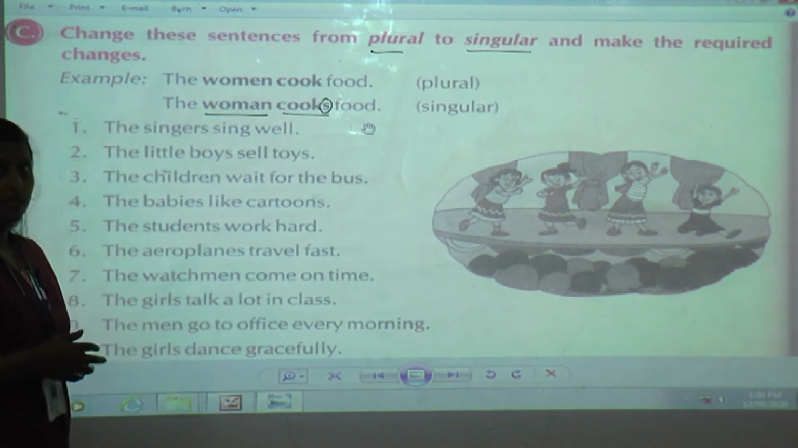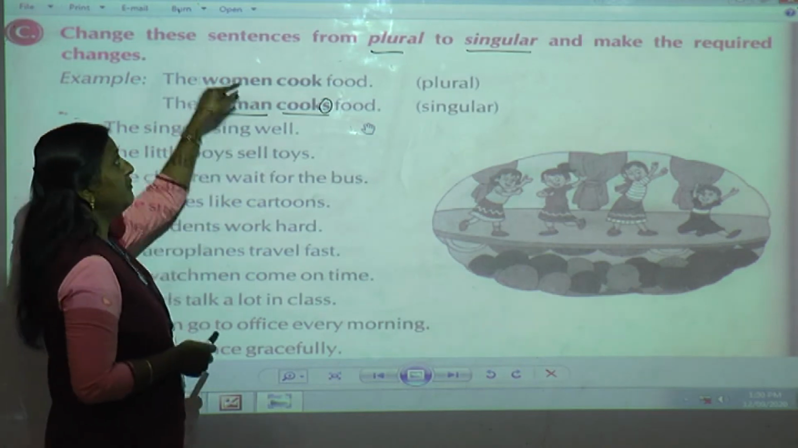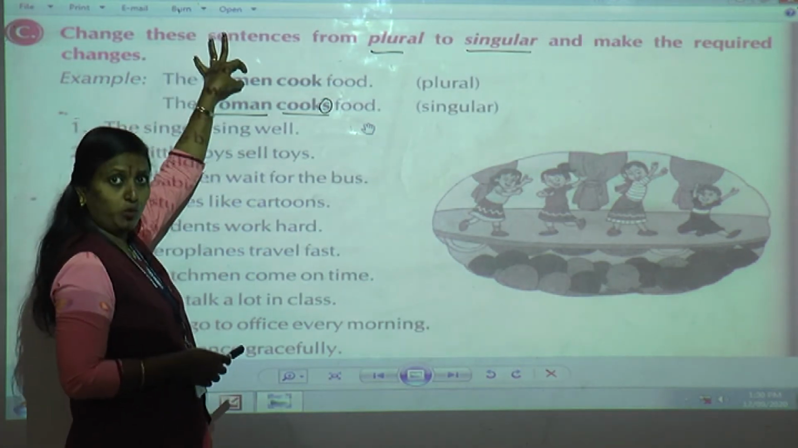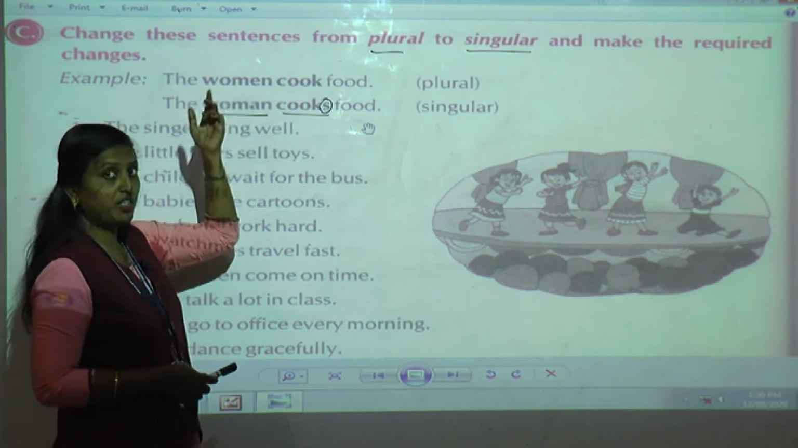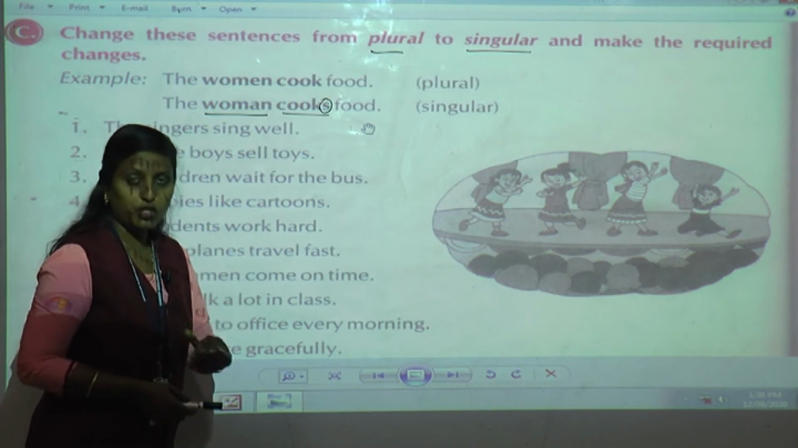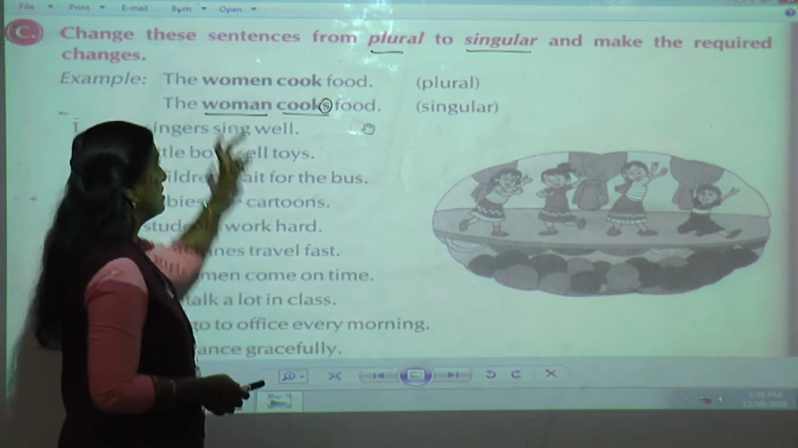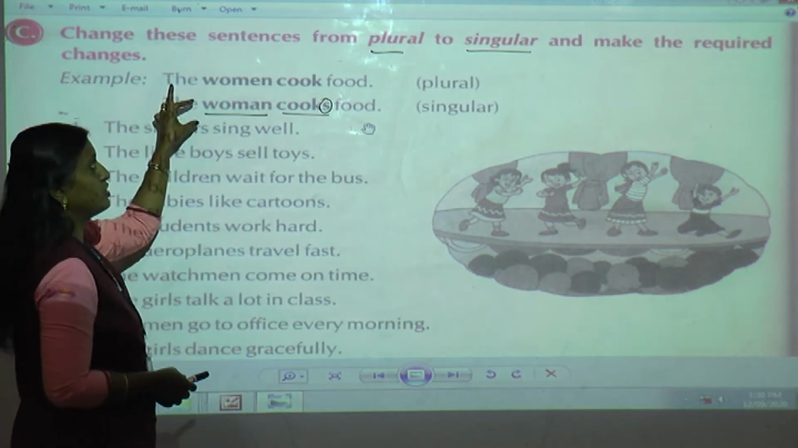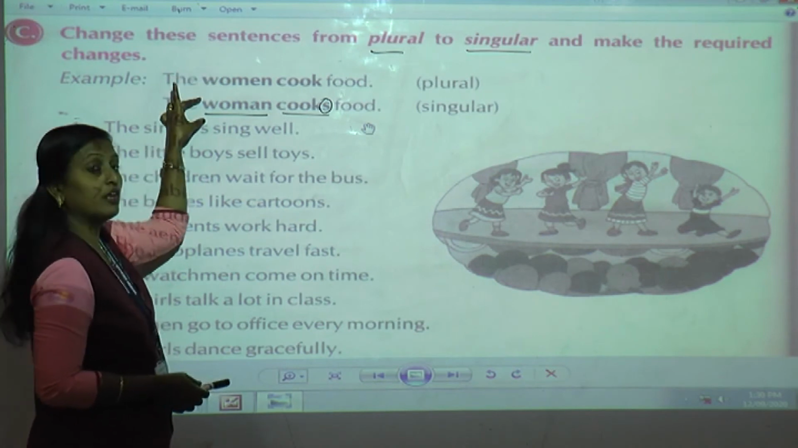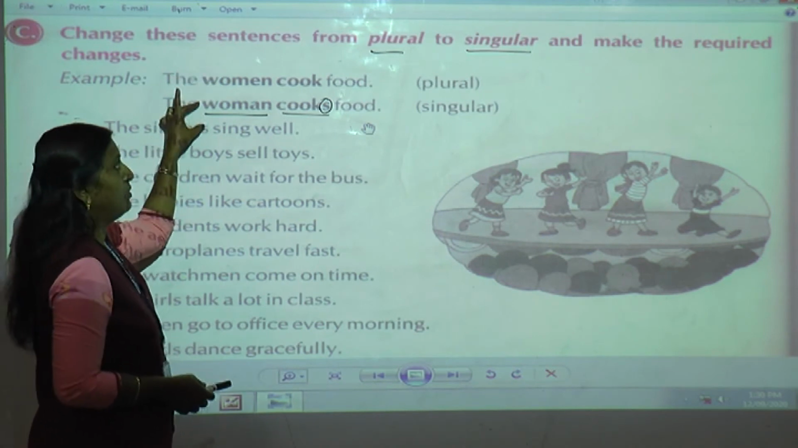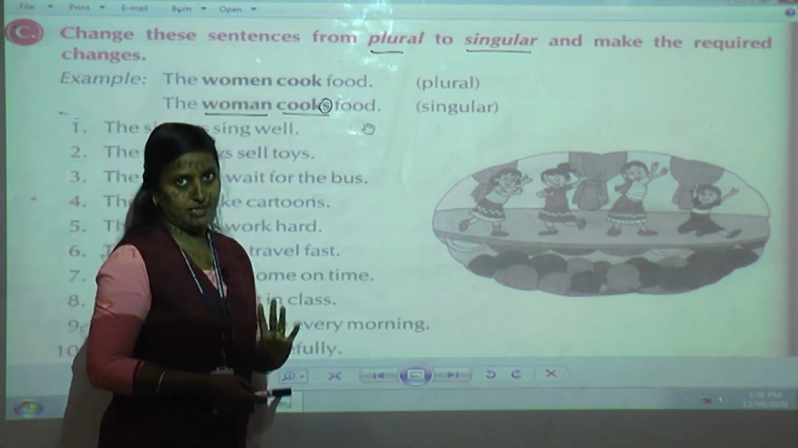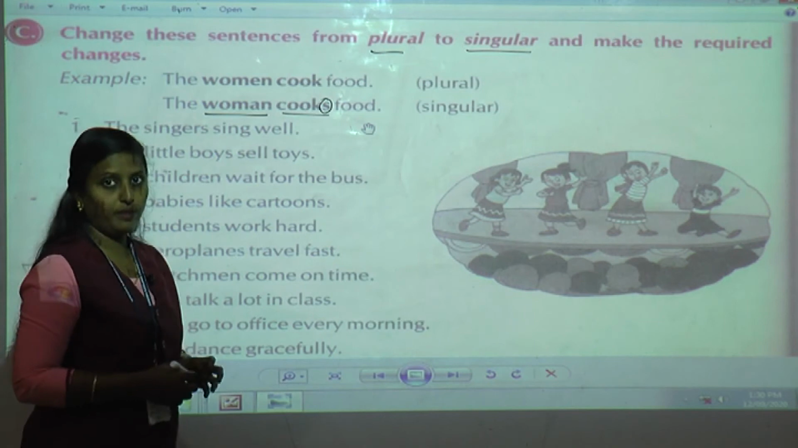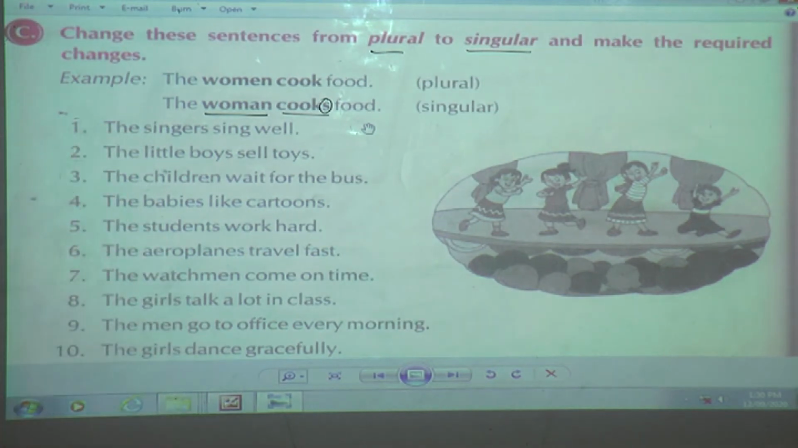Got it, students? Again I'll repeat. When we change this plural into singular, got it? What we are doing is changing the plural sentence into singular and we have to make some required changes. So this plural has been changed into singular. Women, what is the singular of women? Yes, woman, okay? So what will I do for the verb? I will add s. Got it? Okay, so we'll start. When we solve some examples, you'll come to know what I have done.